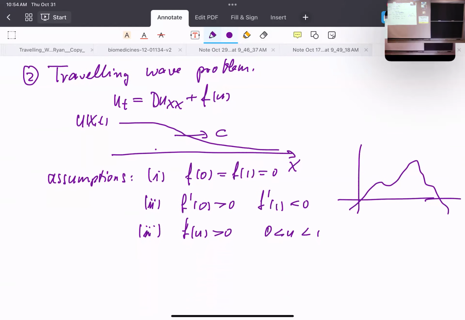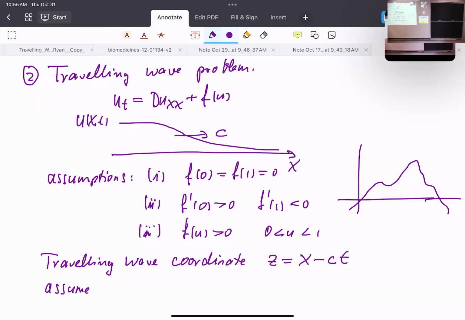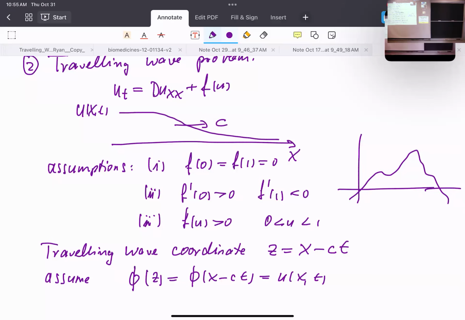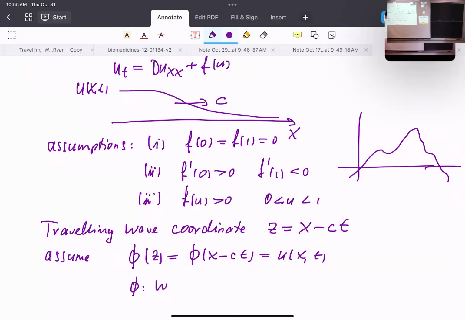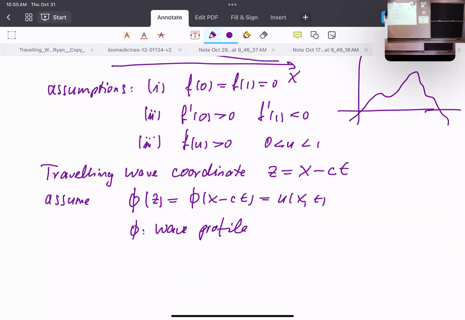So now to describe this invasion wave, we introduce a traveling wave coordinate, which I call z. z is x minus ct. And I assume the solution only depends on z. So I call this phi of z, which is phi of x minus ct, but this is also u of x and t. So I assume my solution can be written as a function which depends only on one thing, no longer on two. This is called self-similar coordinates, and phi is called the wave profile. So the question is, can we find such a phi which works?